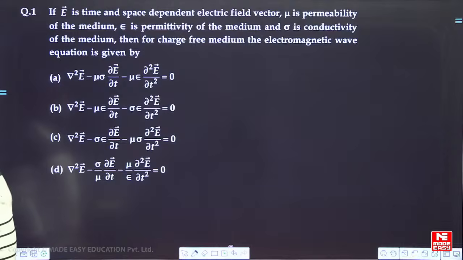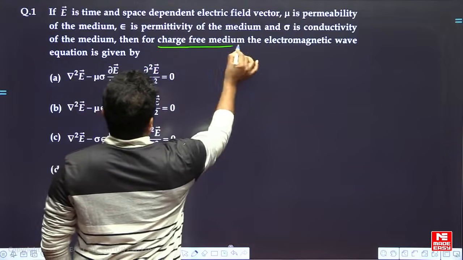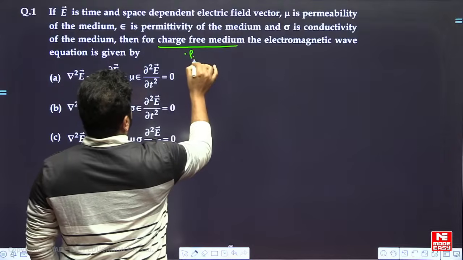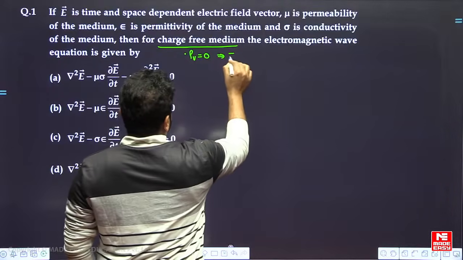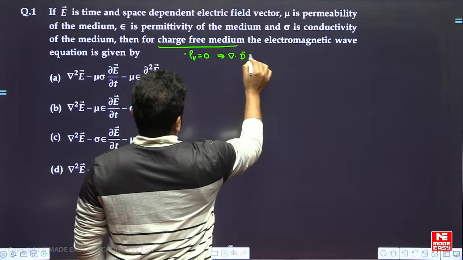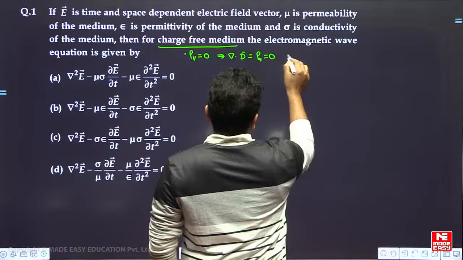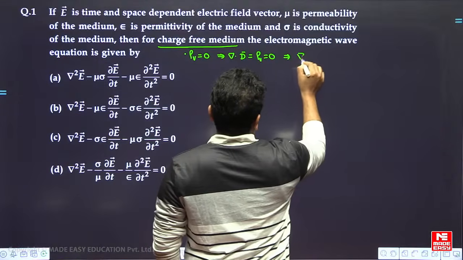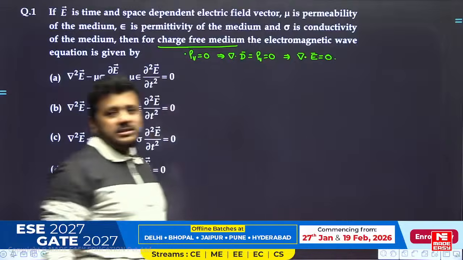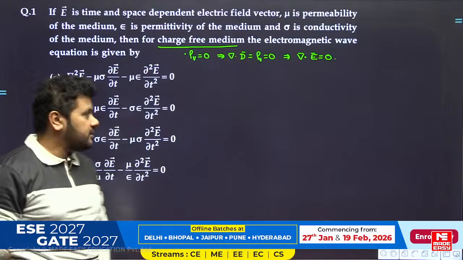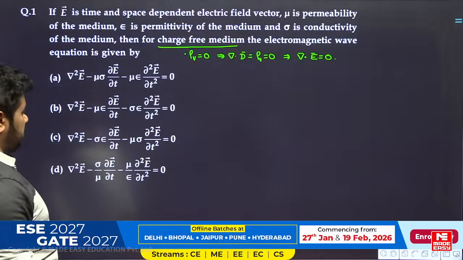So here it is saying that it is a charge free medium, isn't it? Charge free means rho v should be equal to 0. So if rho v is equal to 0, it means that del dot D should be equal to rho v and this should be equal to 0, right. And if del dot D is equal to 0, then what will happen to del dot E? It will also become 0, right. That is the meaning of charge free medium, correct. Now here they are asking what will be the equation.